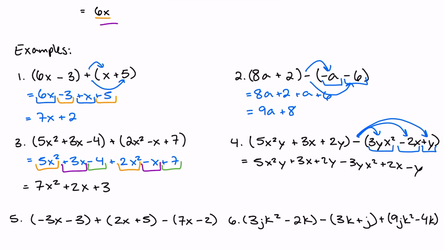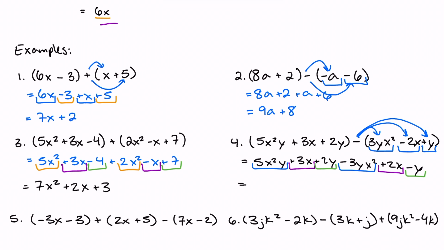And now we can collect like terms. So first I'm going to gather our x squared y's. So we have 5x squared y. This is also an x squared y. It's just rearranged. Now I'm going to gather our x's. So we have a plus 3x and a plus 2x. And lastly, I'm going to gather our y. So positive 2y and negative y.